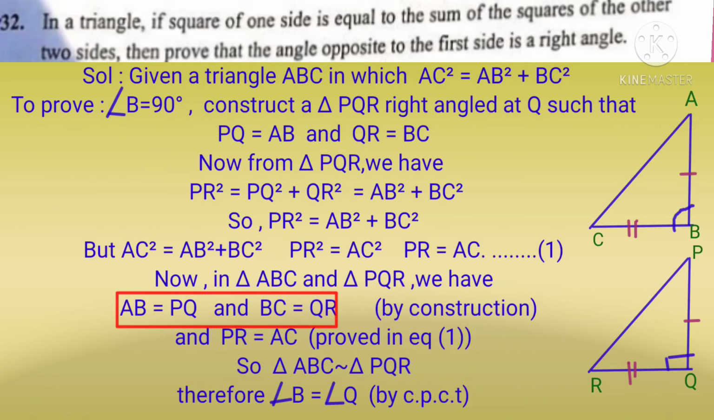So it means both the triangles are congruent. So by CPCT we will get this angle B is equal to angle Q. So it means angle B is a right angle. So let's move to question number 33.